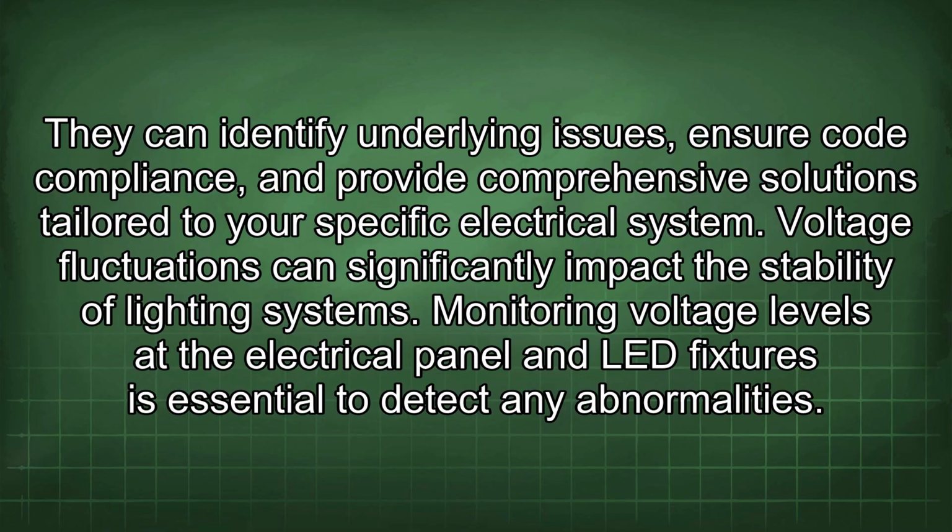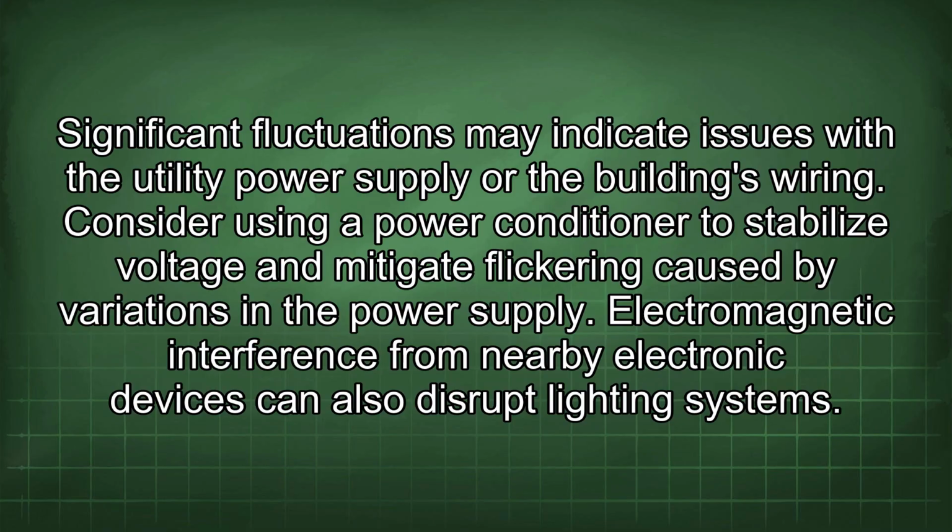Voltage fluctuations can significantly impact the stability of lighting systems. Monitoring voltage levels at the electrical panel and LED fixtures is essential to detect any abnormalities. Significant fluctuations may indicate issues with the utility power supply or the building's wiring. Consider using a power conditioner to stabilize voltage and mitigate flickering caused by variations in the power supply.